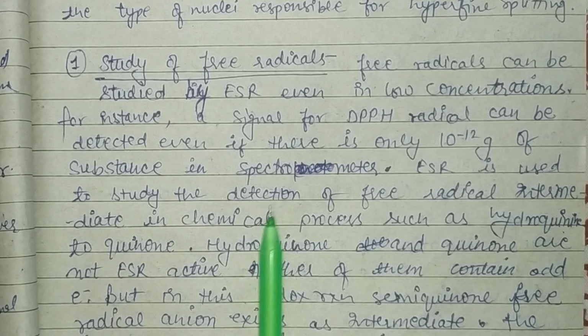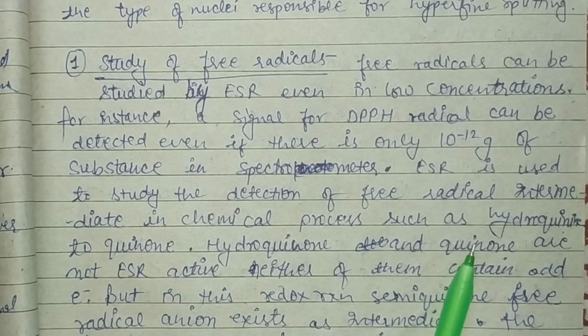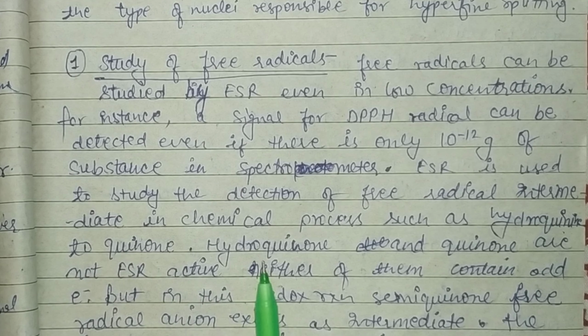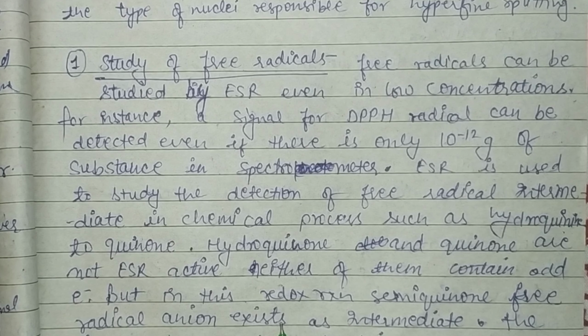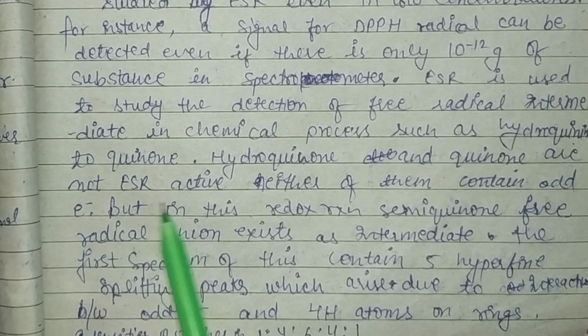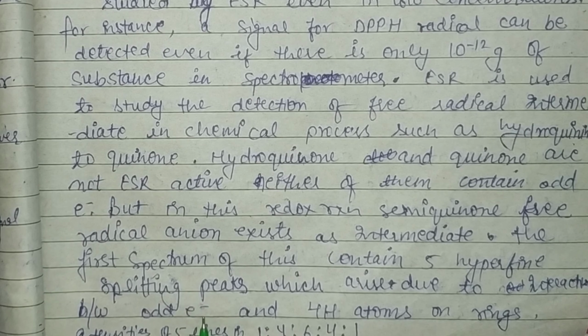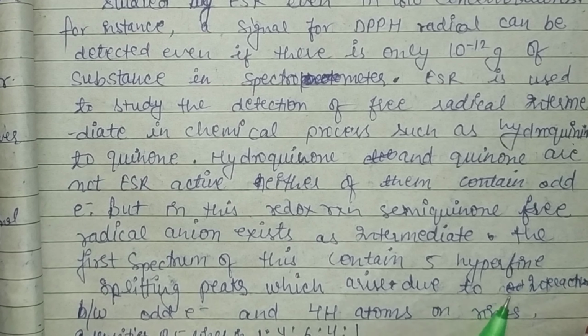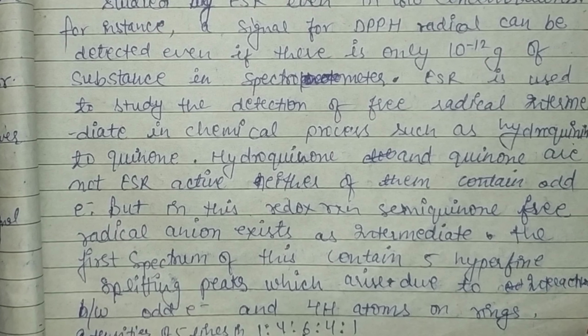ESR is used to study the detection of free radical intermediates in chemical processes such as hydroquinone to quinone. Hydroquinone and quinone are not ESR active, neither of them contains an odd electron, but in this redox reaction the semiquinone free radical anion exists as an intermediate. The spectrum of this contained 5 hyperfine splitting peaks which arise due to interaction between the odd electron and the 4 hydrogen atoms of the ring. Intensities of the 5 lines are in the ratio 1:4:6:4:1.